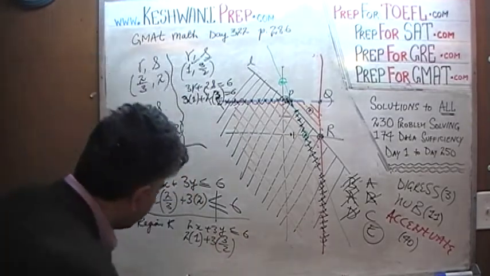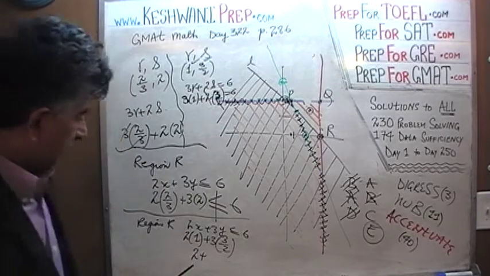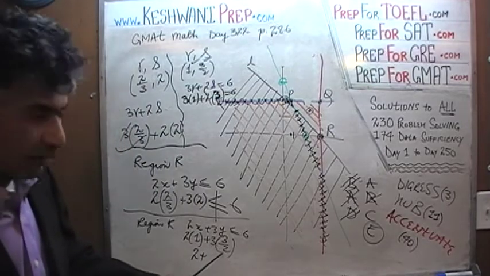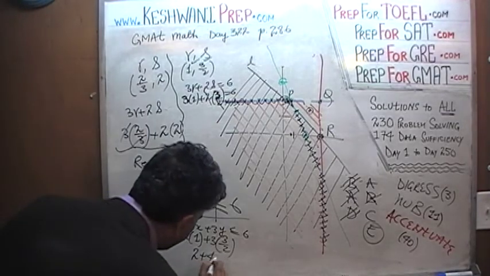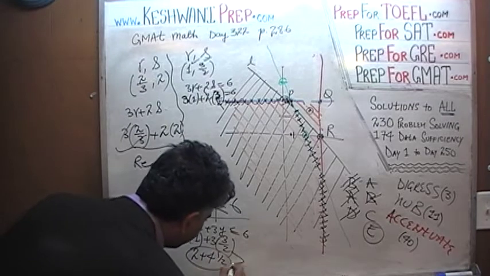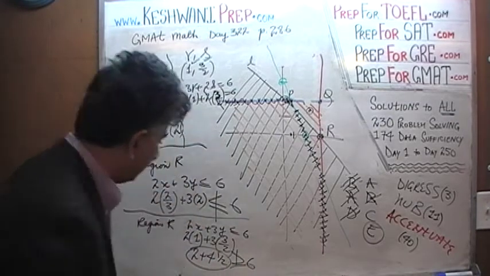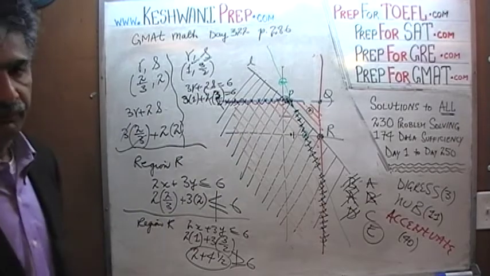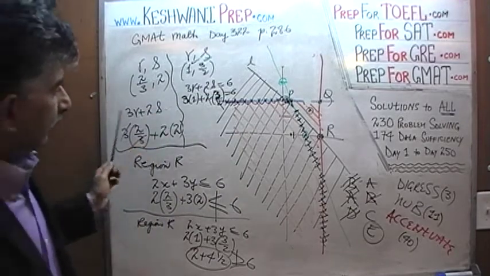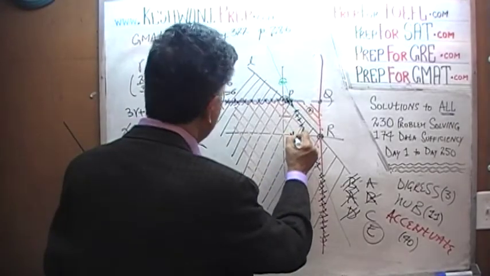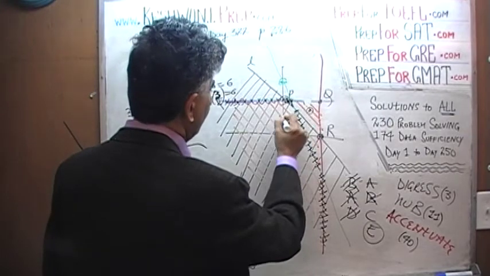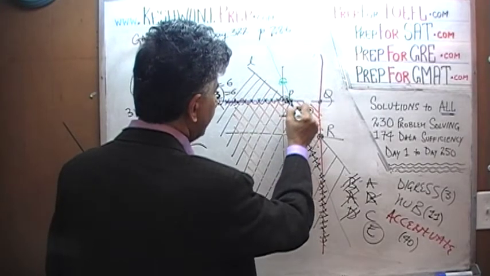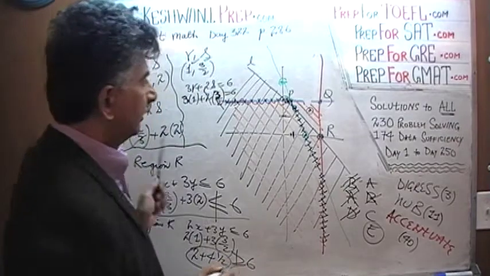And what happens? So we end up with 2 plus 3 times 3 is 9. 9 divided by 2, we get 4.5. As you can see, 2 plus 4.5 is not less than or equal to 6. That point also falls outside the region. And the point was right here, 1 and 3/2. This was 1 and 3/2. Right here, that's the point we're looking at.